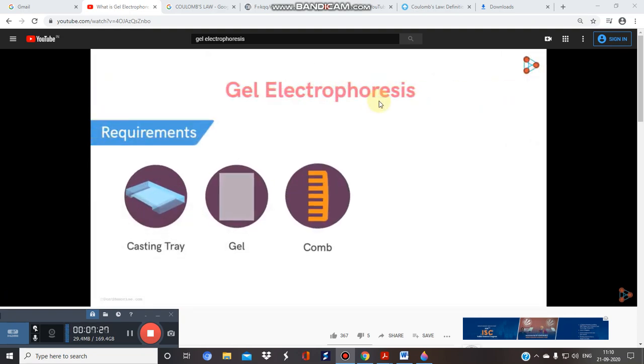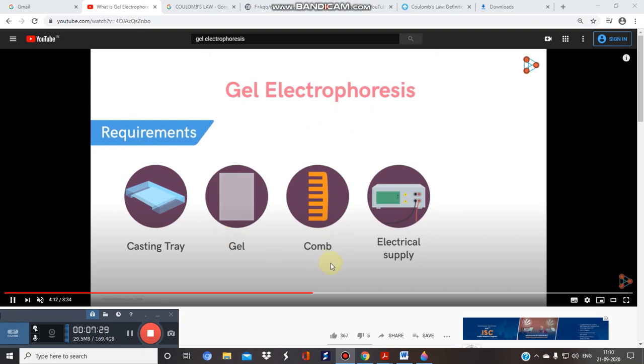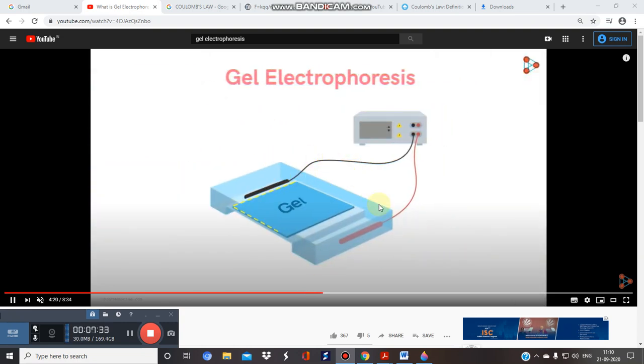So there are different requirements. We need the casting tray, we need the gel comb, which is very important, and the electrical supply for the DNA. So suppose this is the casting tray in which the gel is loaded. So we use the comb. The comb is used to prepare wells.